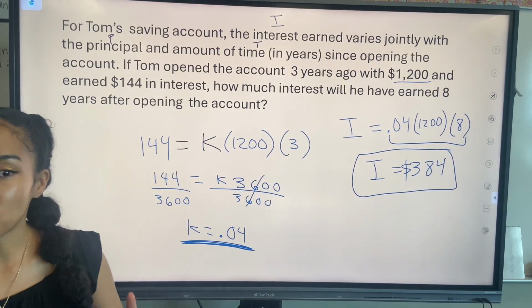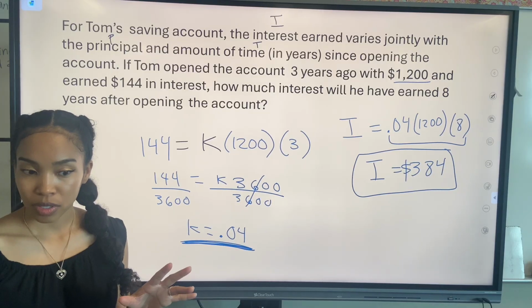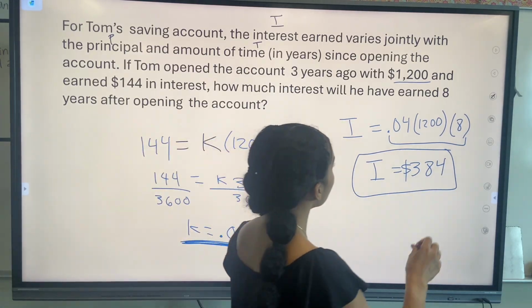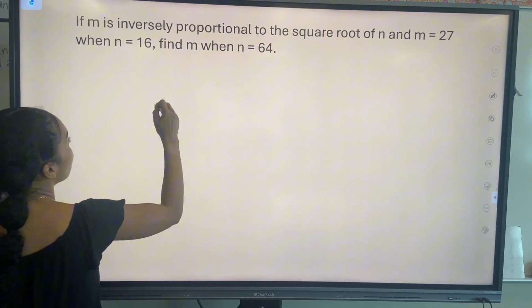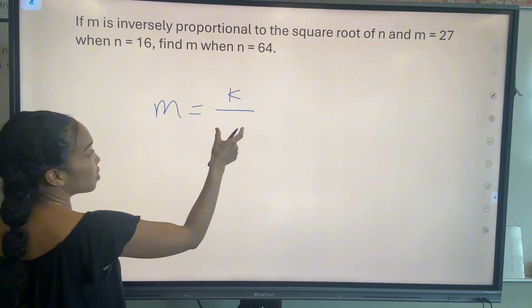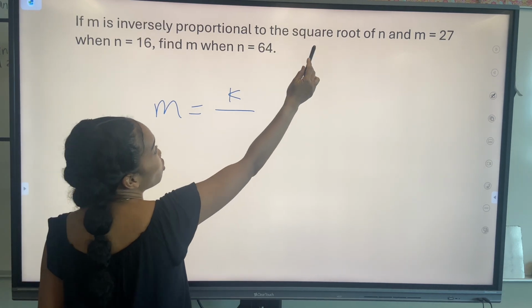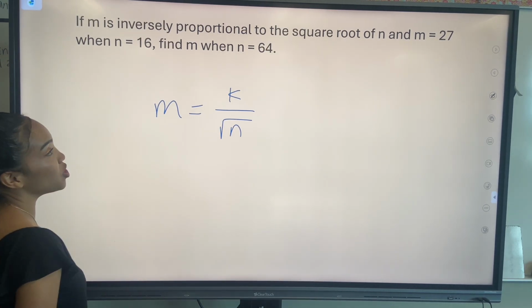Do you guys need more examples or do you want to try some more on your own? Okay. So it says m is inversely proportional, so we know that it's going to be in the denominator, to the square root of n. So that's your equation.